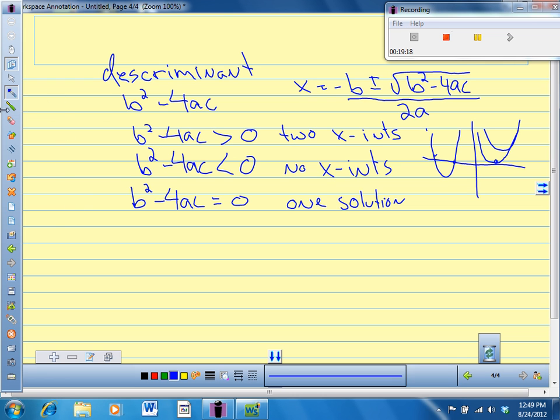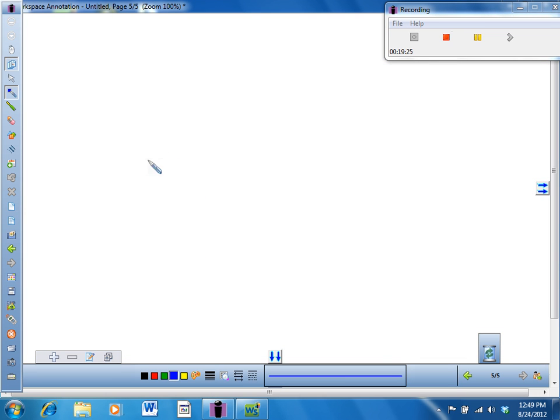Okay, now I'm going to do one example problem and then I'll be done. Promise. And this example is important. Whoops. I ran out of graph paper. No, I have more.